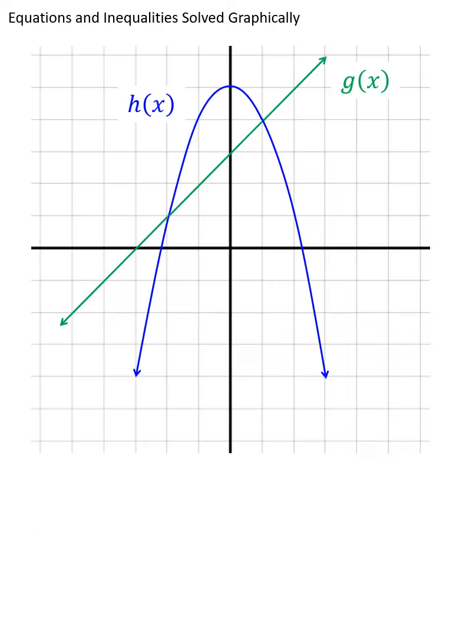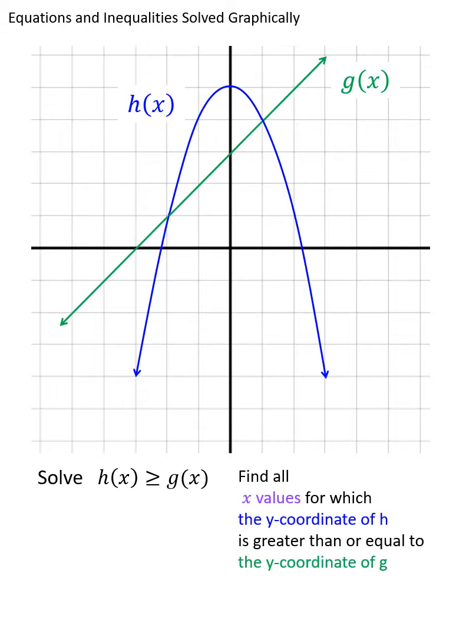Sometimes we have to solve inequalities that involve 2 functions. But suppose we were trying to solve the inequality h of x is greater than or equal to g of x. Again, I'm solving for x here, so I need x values that make this statement true. Well, one way to interpret this statement is this. I'll pause while you read it to yourself.